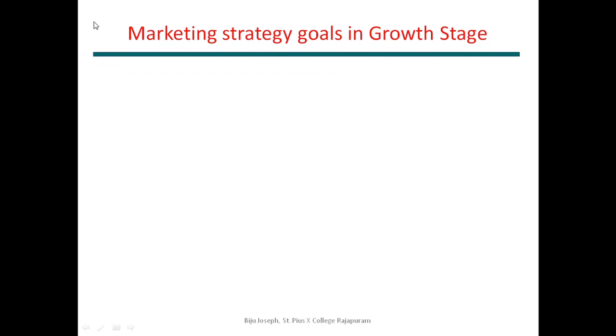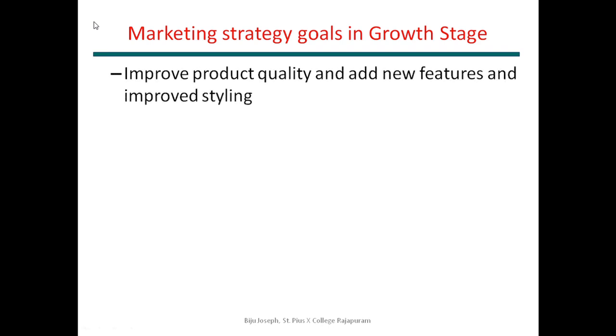Marketing strategy goals in growth stage. Improve product quality and add new features and improved styling. When the competition increases, consumers may be looking for products with higher quality and additional features and improved styling. So naturally, to have sales for your product, you have to improve product quality and add new features and styling.